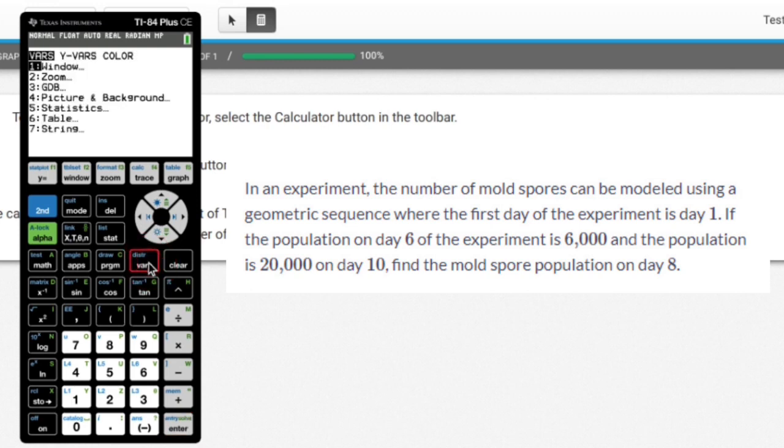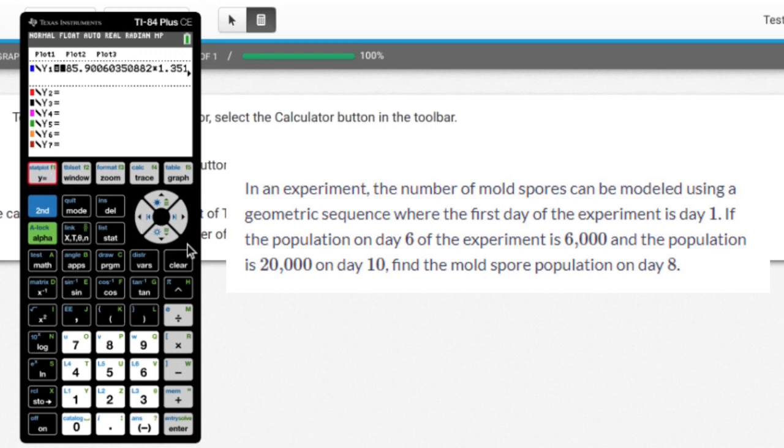We're going to go to Vars. We're going to go to Y-Vars, Function, Y sub 1. Now, yeah, this gives us our equation, but look how gross it is. Wouldn't it be nice if we could just take that and somehow plug in 8? Well, we can, because there it is. By doing that Vars thing, it plugs in our equation right there.